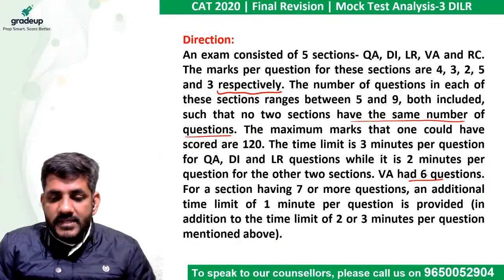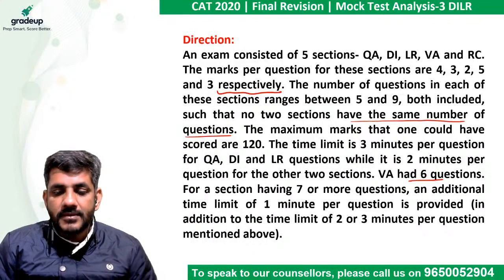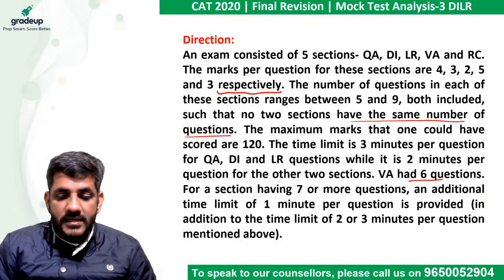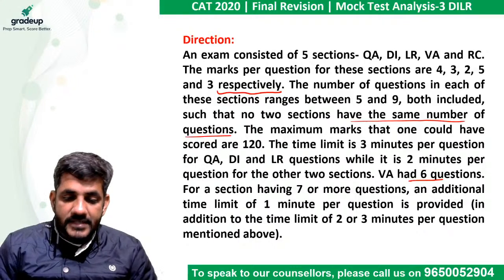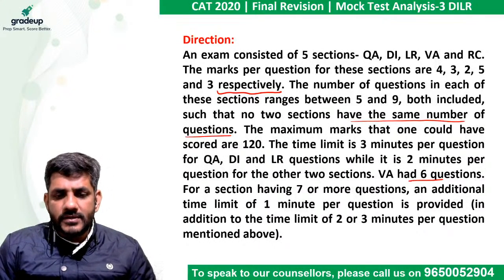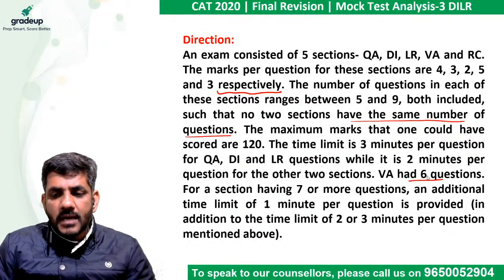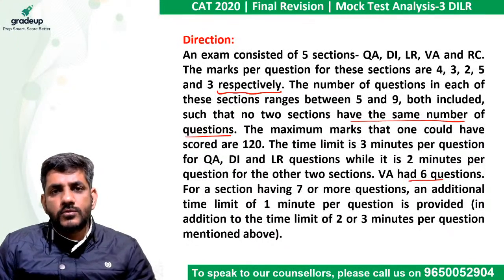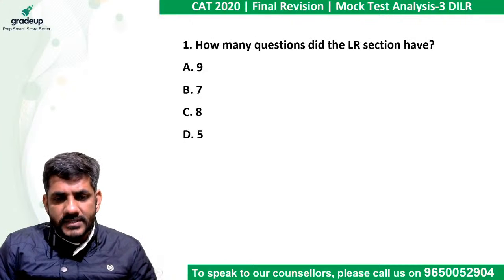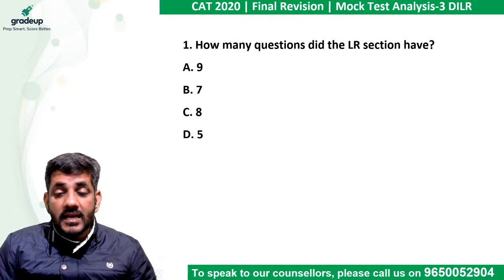For a section having 7 or more questions, an additional time limit of 1 minute per question is provided, in addition to the time limit which is given to us. This is the only data in this question, and based upon this, you have some questions. What kind of questions? If I look at the first question, how many questions did the LR section have?